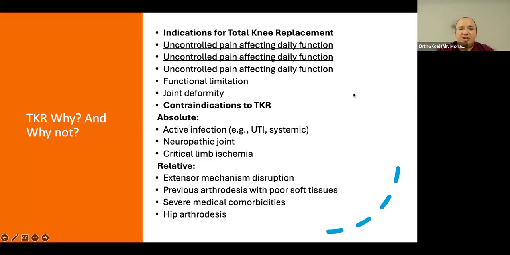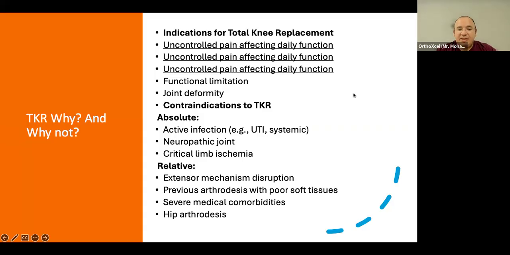When not to do a knee replacement? Definitely if the patient has an active infection, there is no point to put metal or a foreign body inside the patient with active infection. If the patient has a neuropathic joint, because there is no proprioception, there is no control, so failure is a must. Or definitely if the patient has critical limb ischemia, because the surgery itself is a trauma, and the trauma of the surgery on top of critical ischemia will end in more critical ischemia.